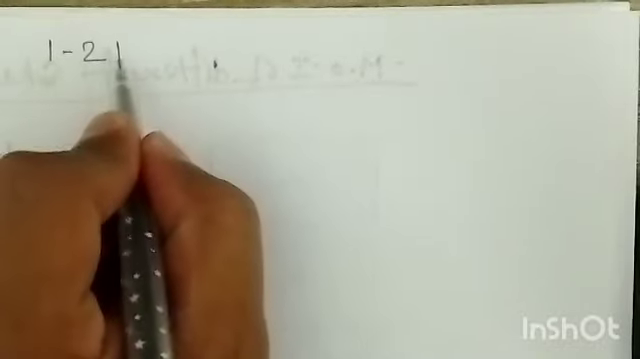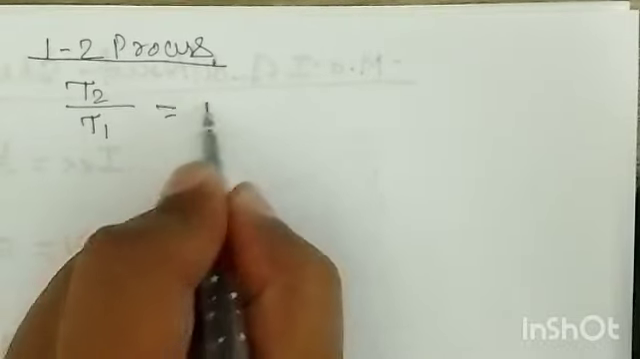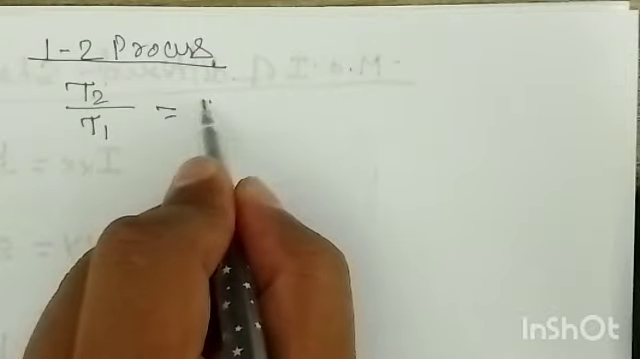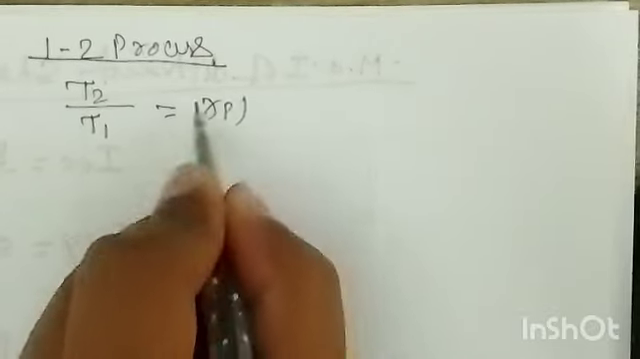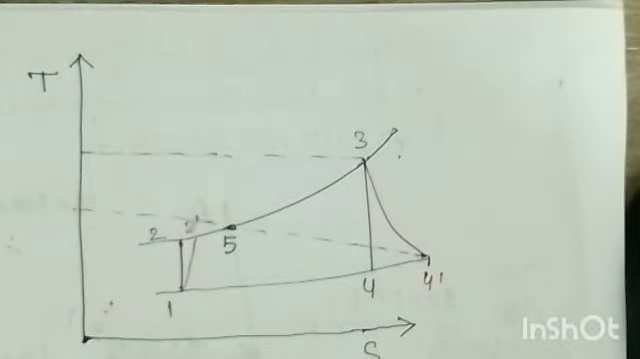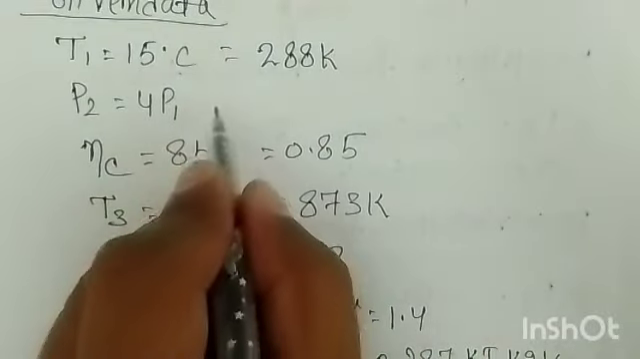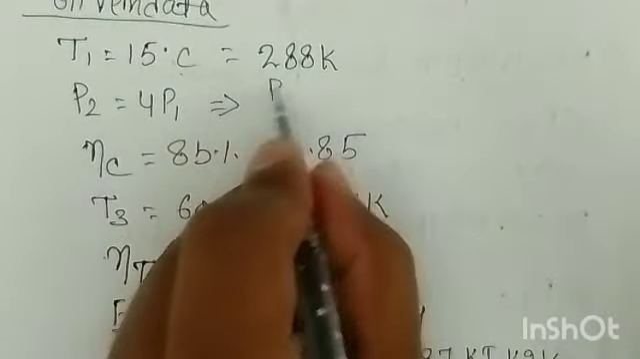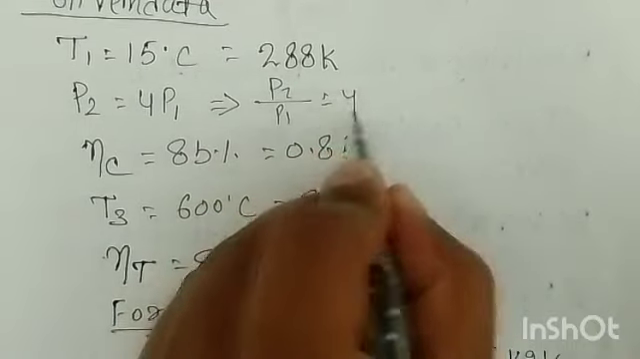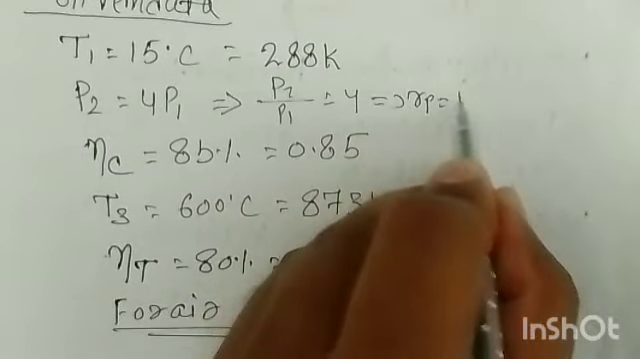So now you have the 1 to 2 process. So what is the 1 to 2 process? You can say T2 by T1 is equal to Rp to the power gamma minus 1 by gamma. Let me check whether we have written the Rp. Yes, P2 is equal to 4 times P1. That means P2 by P1 is equal to 4, and P2 by P1 is nothing but the Rp, which you know already, right? So Rp is equal to 4.